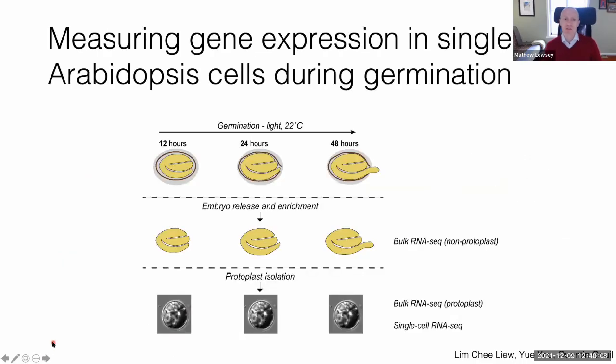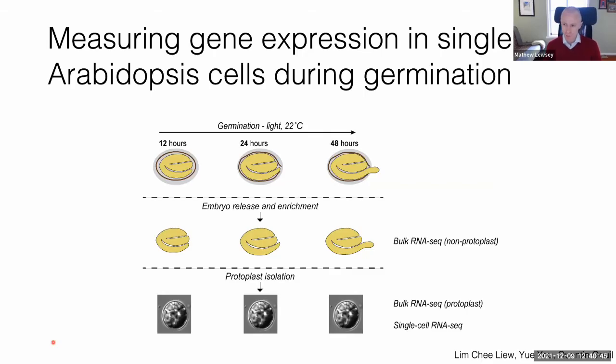We designed an experiment that looks like this. Basically, we took 3 time points. We took 12, 24, and 48 hours, which is effectively early, mid, and late germination. This is during the light phase of germination. And we decided to simplify the experiment somewhat for a couple of reasons, by releasing the embryos from the seed coats and enriching them. So we've popped open the seed coats, we've pushed out the embryos, and we've discarded the seed coat and the little bit of endosperm that you find surrounding the embryo. We saved some of those bulk embryos, and I'll come back to why in a moment.